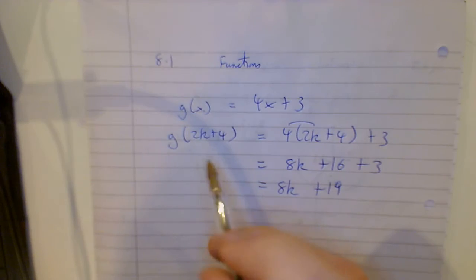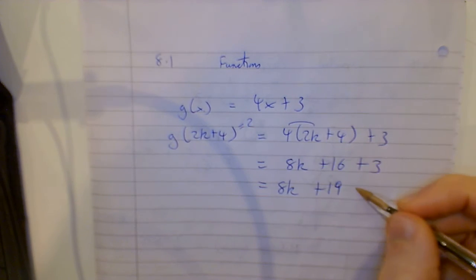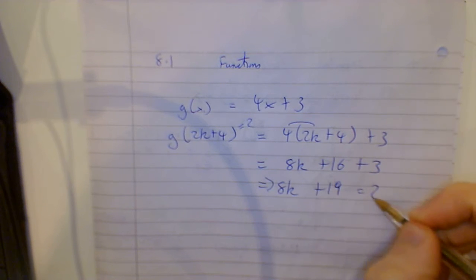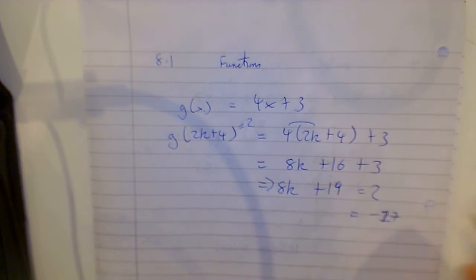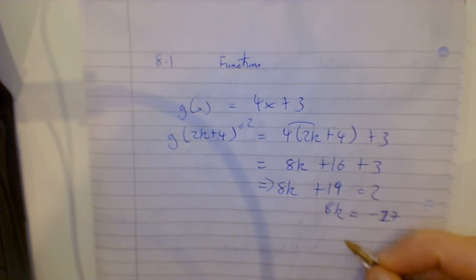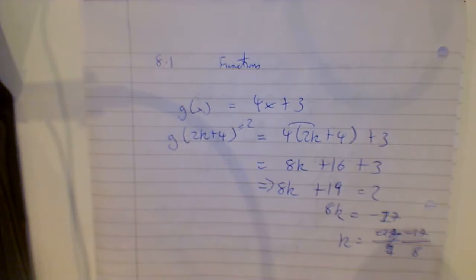Now they might tell you g of 2k plus 4 equals 2. So that therefore equals 2. That's going to be minus 17 when I bring over the 19. 8k equals that. k equals minus 17 over 2. Well, what am I doing? Yeah, minus 17 over 8. Okay, that's all there is to it. It's not overly complicated, it's quite easy.